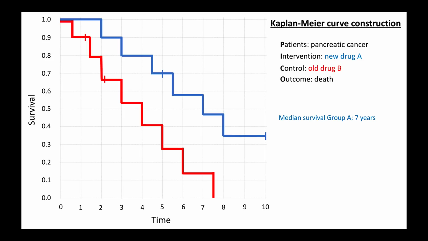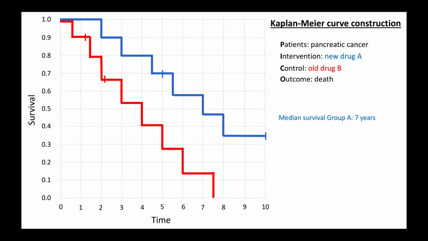In this case, it's mortality. So at what time have 50% of the patients died? And if we were to look at the median survival in group A, how do you do that? Well, 50%. This is the median or the 50th percentile. You go all the way across until you hit that Kaplan Meier curve, and then you go down to the x-axis, and that gives us a median survival of 7 years for the patients in the new drug group.